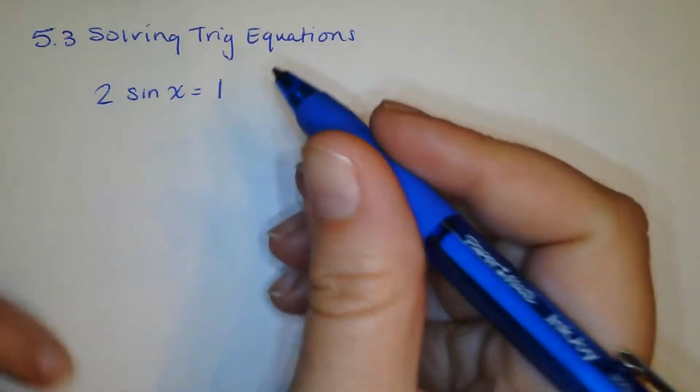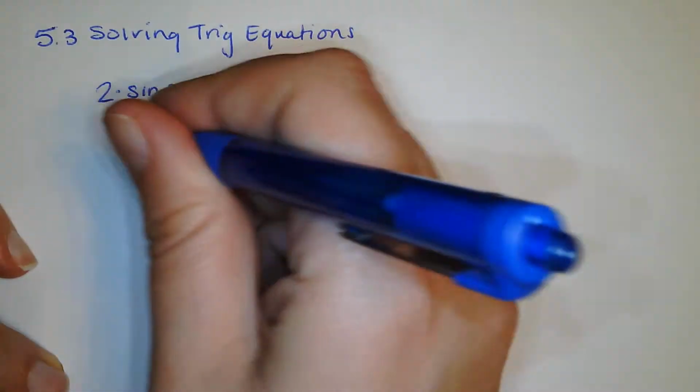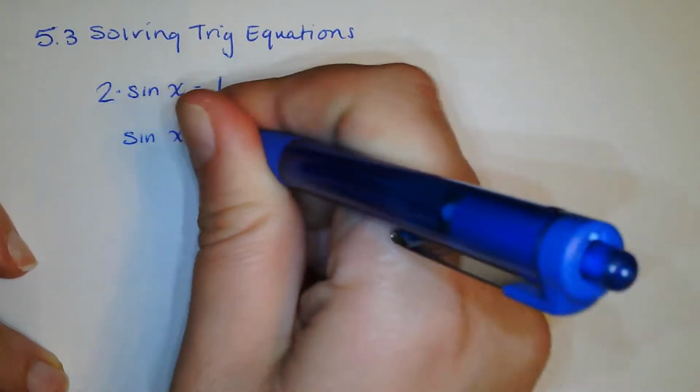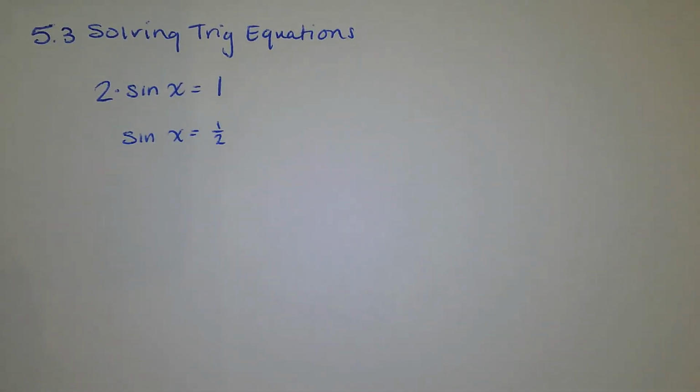So clearly here to solve this, we would just divide out, because this is 2 times sine of x, divide out the 2, and we would get sine of x is equal to 1/2. So that's the easy part. That's no big deal. But when is sine of x equal to 1/2?